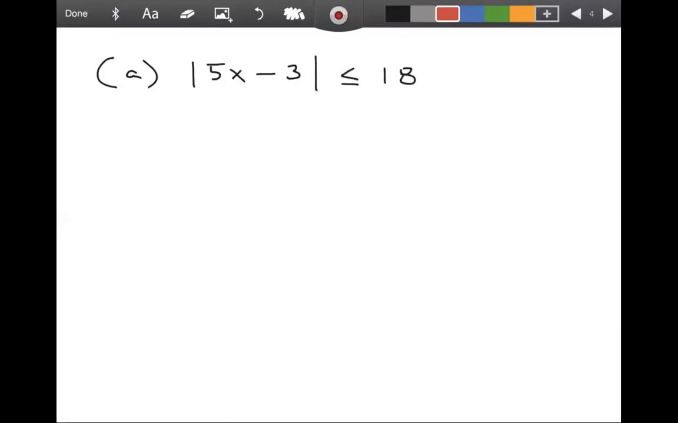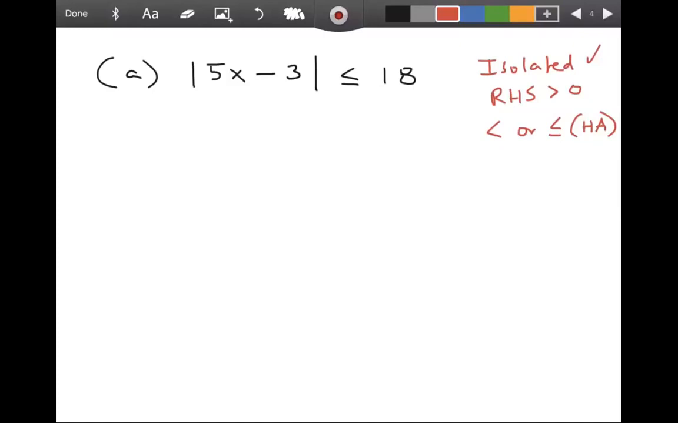All right, so letter A, the absolute value of 5x minus 3 is less than or equal to 18. So let's notice that the absolute value is isolated. The number on the right-hand side is positive. And this time, the inequality is a less than or equal, which makes it a house arrest. Okay. It's very, very important to note whether each of these is a restraining order or a house arrest, because it's a completely different rule that gets applied depending on which one it is.